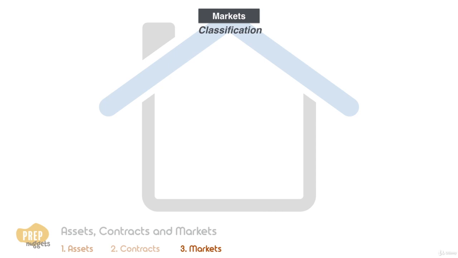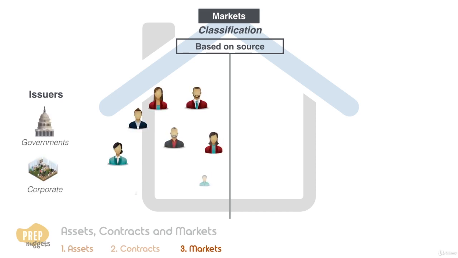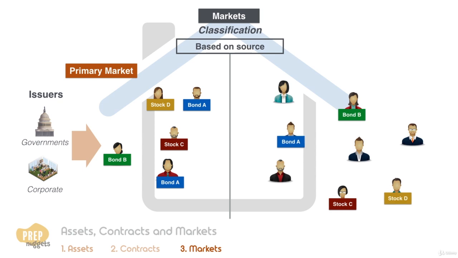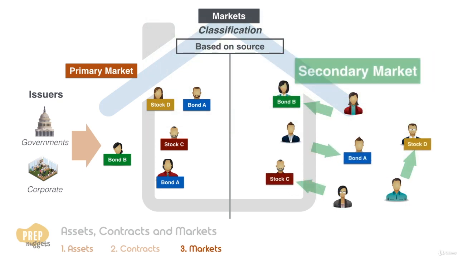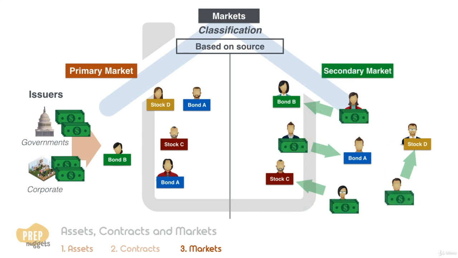Another way to classify markets is based on the source. This applies more to securities like stocks and bonds. When issuers, which are mainly government or corporate entities, sell new securities to investors, this is known as the primary market. Subsequent sales of securities are said to occur in the secondary market. In the primary market, funds flow to the issuer of the security from the purchaser. In the secondary market, funds flow between traders.